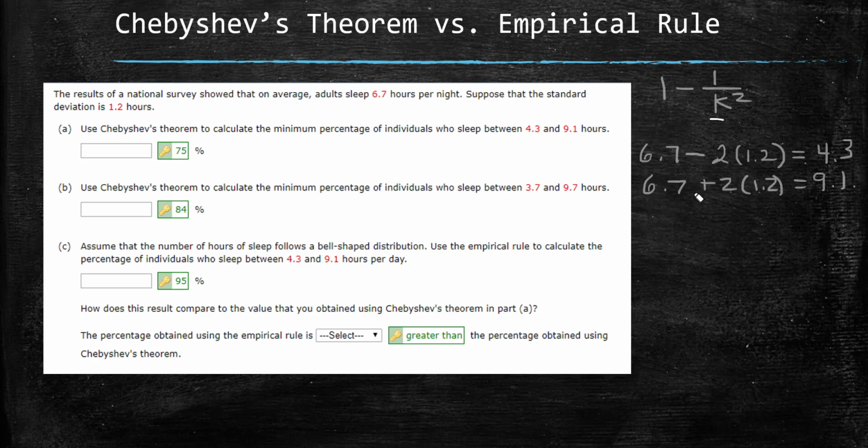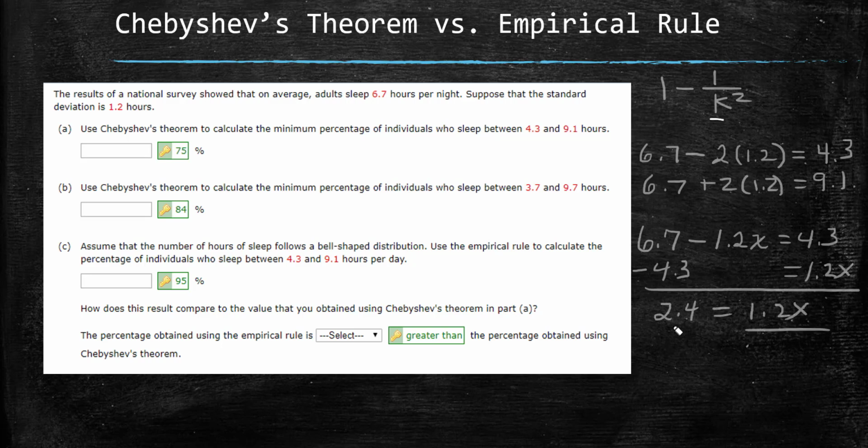Well, the question is how would I have known it's 2 if I didn't just sit here and try problems? Well, think of this as an algebra problem. Couldn't I simply take 6.7 minus 1.2x, x being my standard deviation that I'm solving for, set it equal to 4.3, and move the 1.2x to the other side to make it positive? I get 2.4 equals 1.2x, and then I divide both sides and I actually get that 2. So that would be a way to actually solve it.